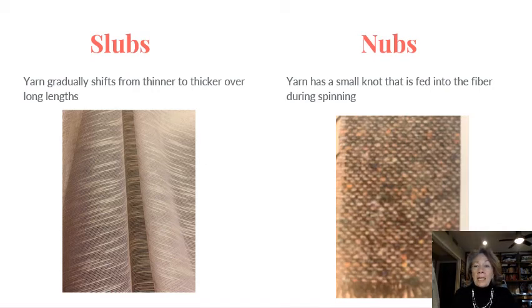Also, slubs and nubs can be added to yarns to give you a different texture in the fabric. In the one on the left, you see slubs, where the yarn that is woven in there gradually shifts from thinner to thicker over long lengths. And in the nubs on the right, the yarn actually has a small knot that is fed into the fiber during spinning. So the slubs can either result from natural random variations in the yarn width, or they can be mechanically controlled, like it was in this one, to add that characteristic.